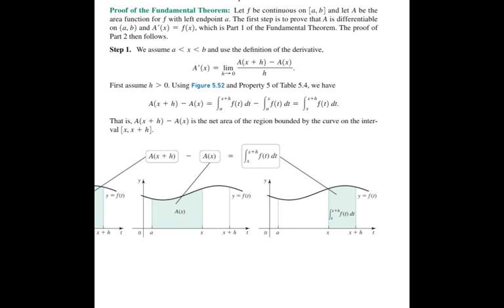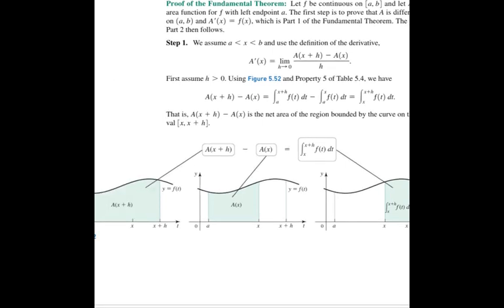So the derivative of the area function is going to be the limit as h tends to 0 of A of x plus h minus A of x, over h. That's fine. Assume that h is positive. Use figures 5.52 and property 5.